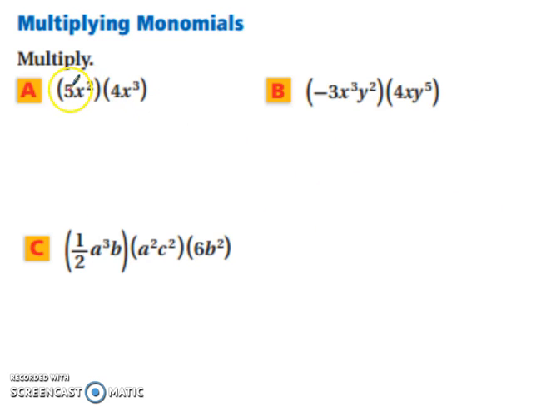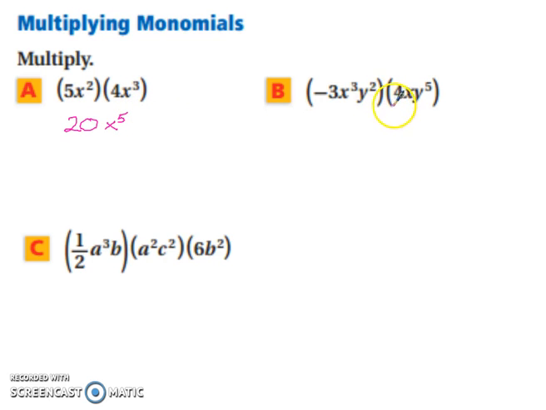So in this first one, you're going to multiply your numbers together. So that would give you 20, and then deal with your variables. So you have x squared and x to the third, and when you multiply common bases, you add their exponents, so we have x to the fifth.